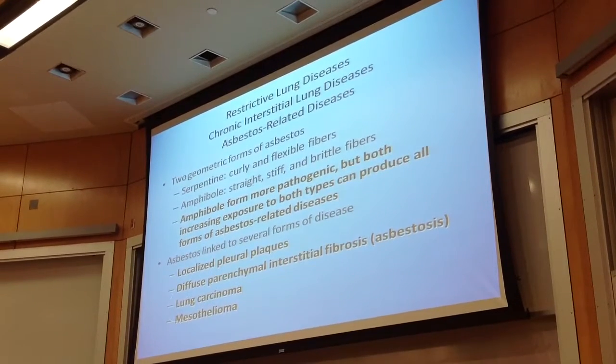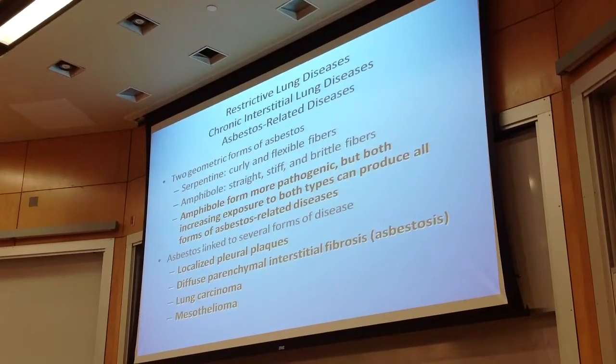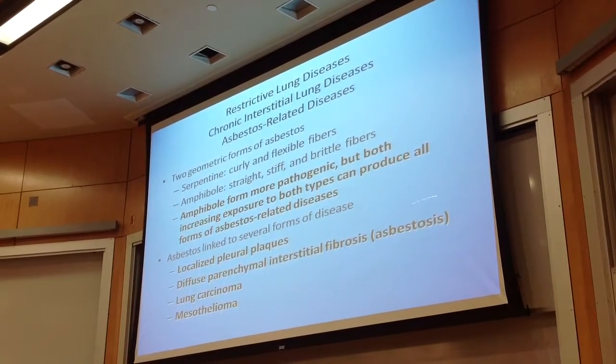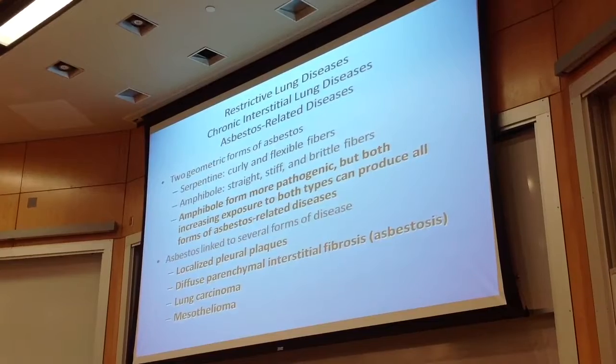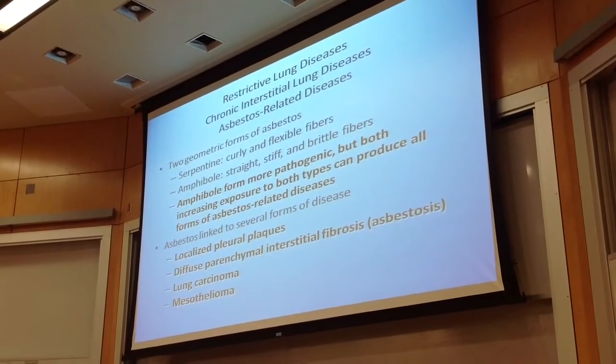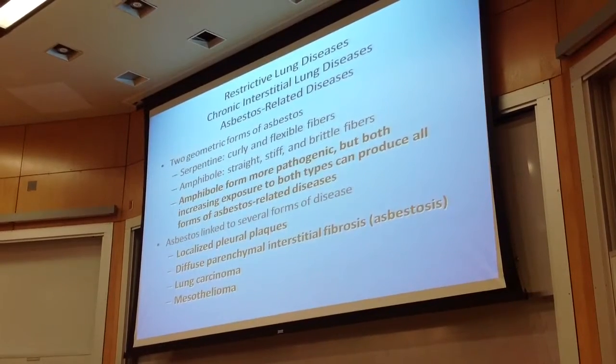There's 4 diseases that are linked to asbestos. You can have localized pleural plaques, diffuse interstitial fibrosis. This is what we refer to as asbestosis. Lung carcinoma, all subtypes, and mesothelioma.